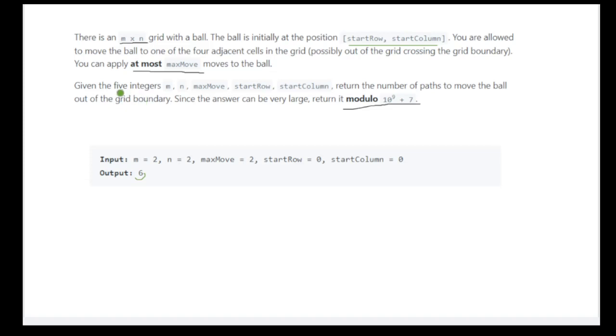Now you are given five integers: number of rows, number of columns, max move, start row, and start column. You have to return the number of paths in such a way that the ball crosses the grid boundary. The answer could be large, so you have to return it modulo 10 to the power 9 plus 7. That's the first example they have given.